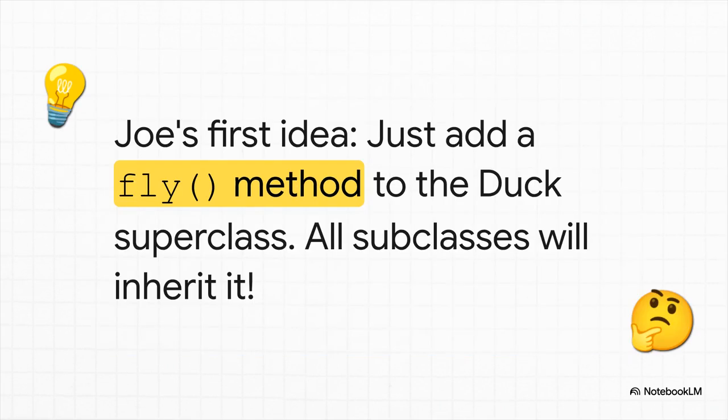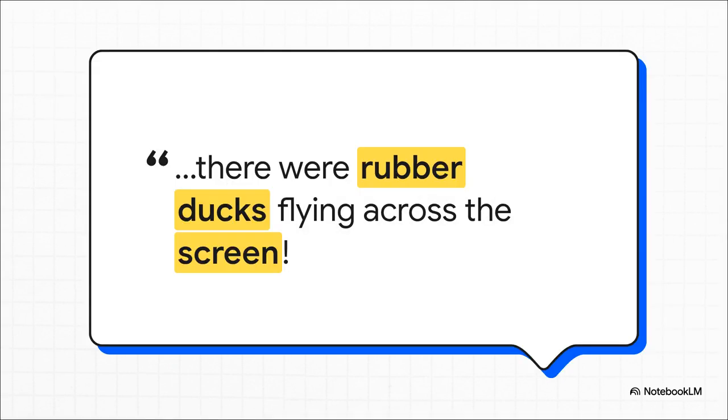He thinks, hey, every duck inherits from the main duck class, right? I'll just add a fly method right there. One change and boom. Every duck in the entire game should now be able to fly. It's logical, it's efficient. What could possibly go wrong? And of course, you guessed it, it's a total disaster.